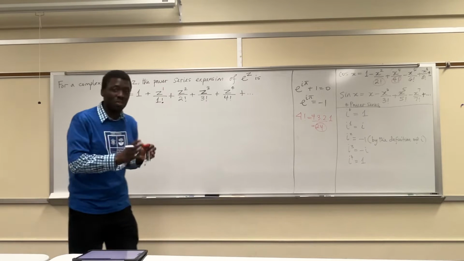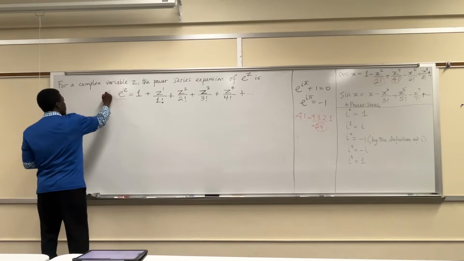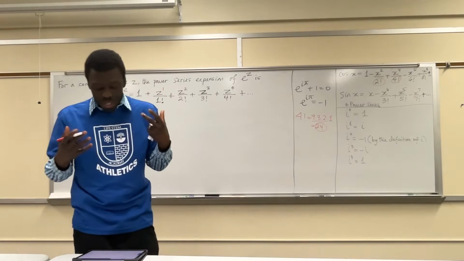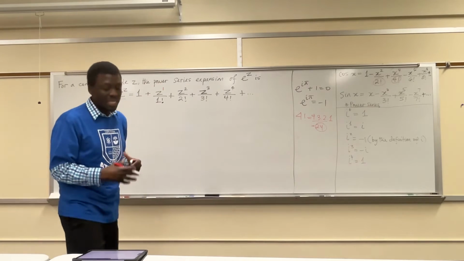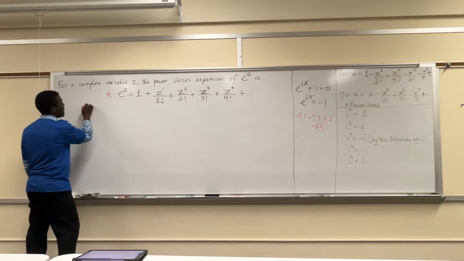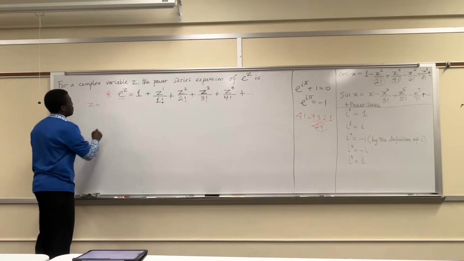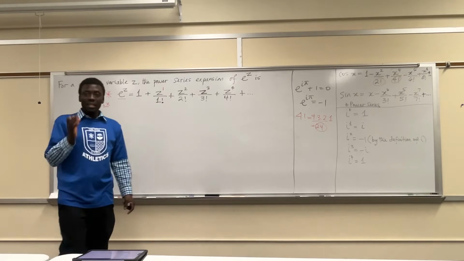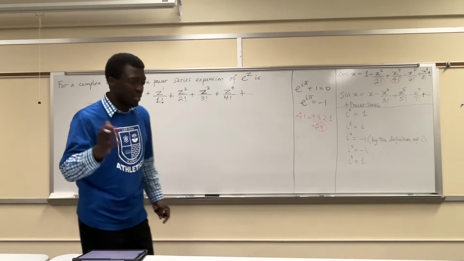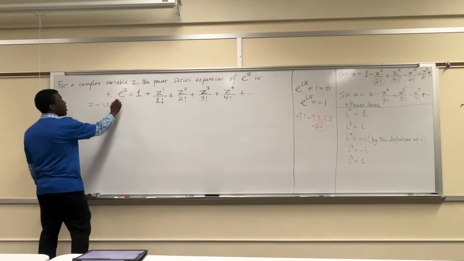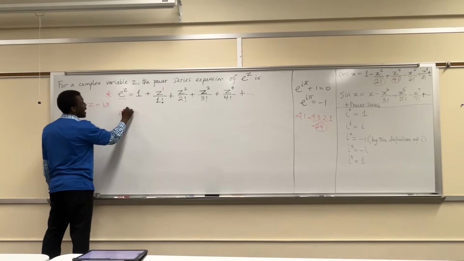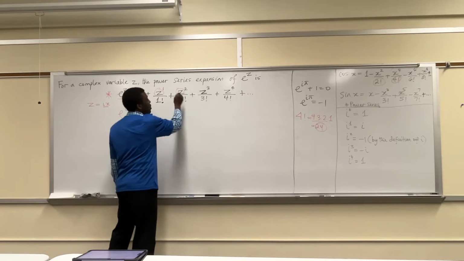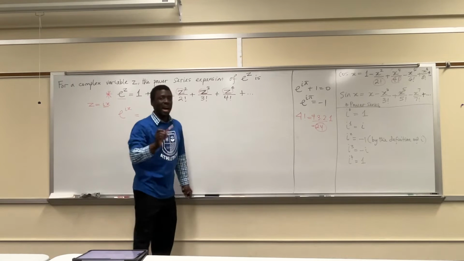So if we start with this premise right here, we have this power expansion going on. Then what if we substituted, instead of z here, what if I said let z equal i times x, okay? So then, instead of e to the z, I'm going to say e to the ix. Well, what does that mean? That means that everywhere you see z, you're going to replace it with ix.